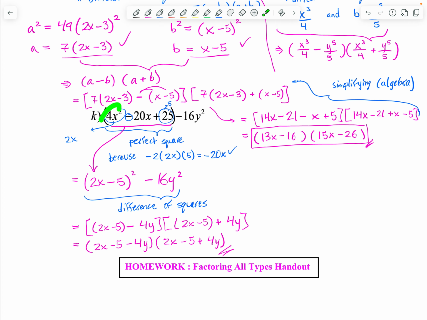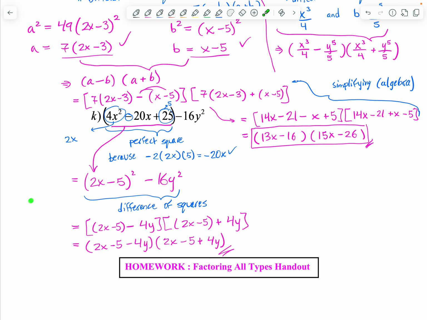So then I could write, well, a squared is this. So a is going to be 2x right here. And then b is going to be 5 because b squared is 25. So I write a minus b, and then it's a perfect square, y minus, because here it's a minus. And then I'm going to square that like this. So a minus b, all squared. And then I have, don't forget the negative 16y squared right here.